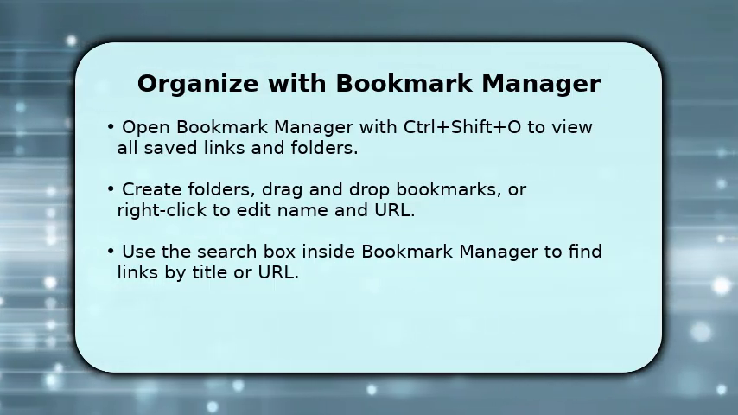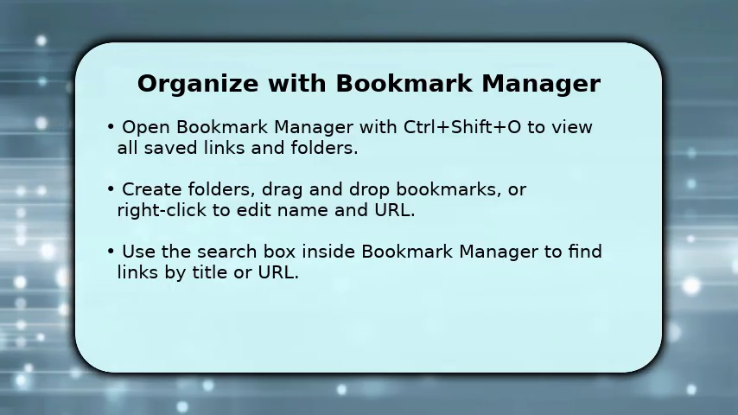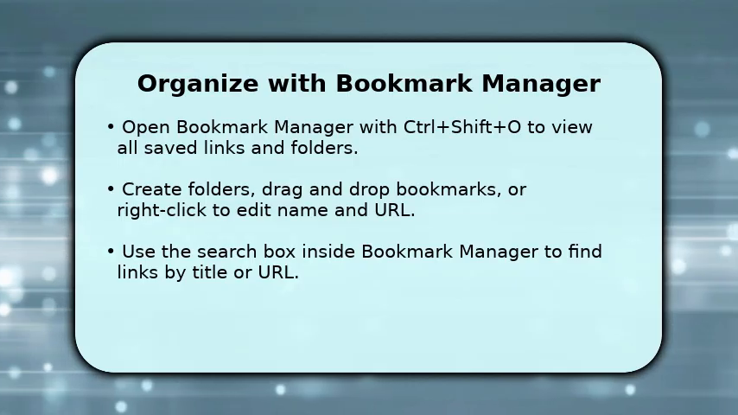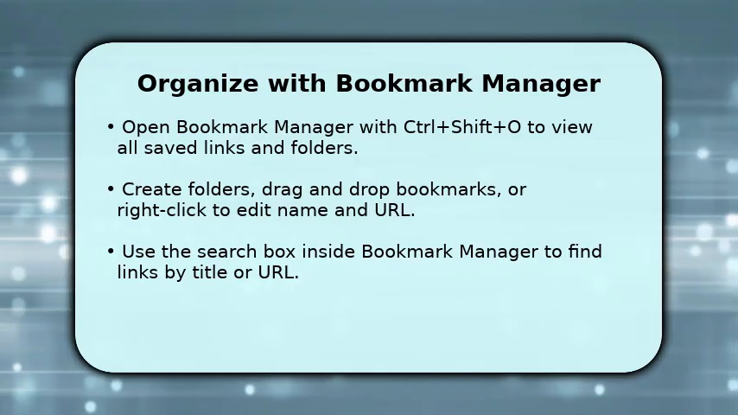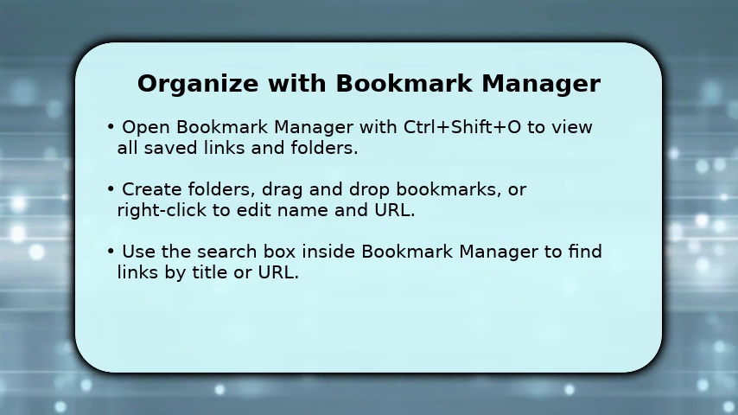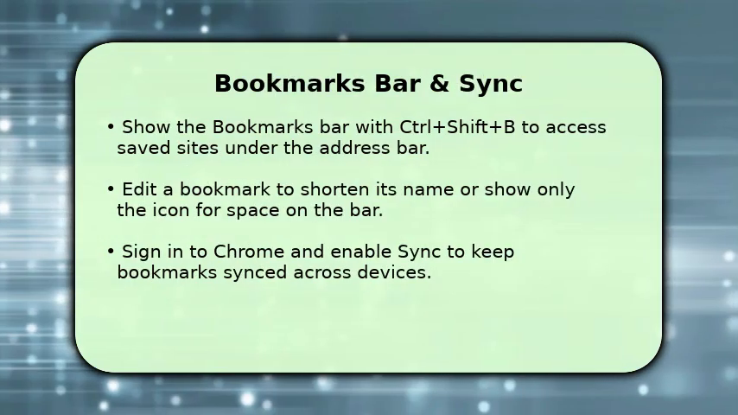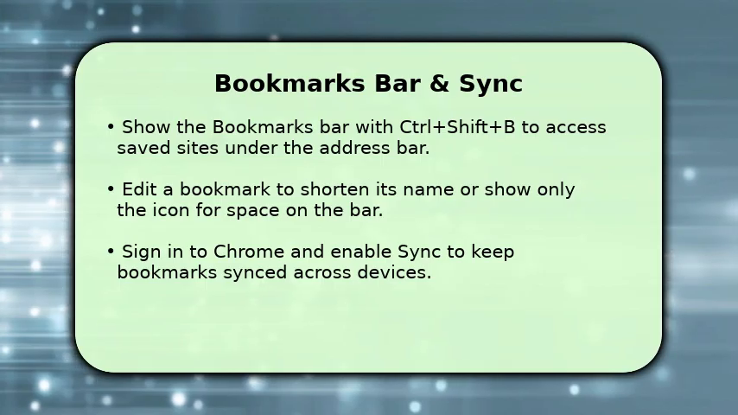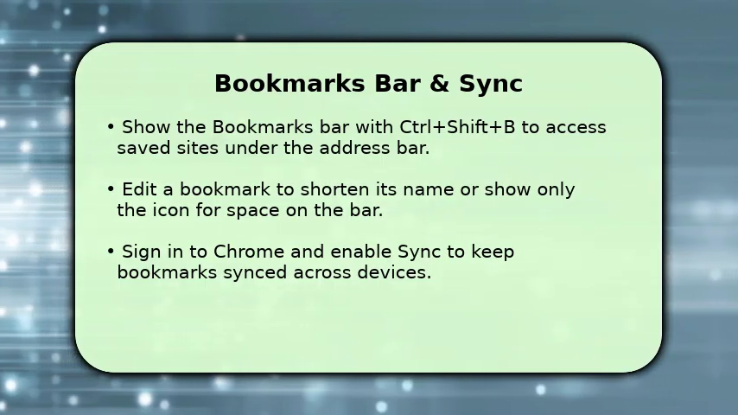Use the search box at the top of Bookmark Manager to find links quickly by title or by typing a portion of the URL. For fastest access, show the bookmarks bar with Ctrl+Shift+B so saved sites appear beneath the address bar as buttons. Drag a bookmark onto the bar or into a folder there for one-click access.